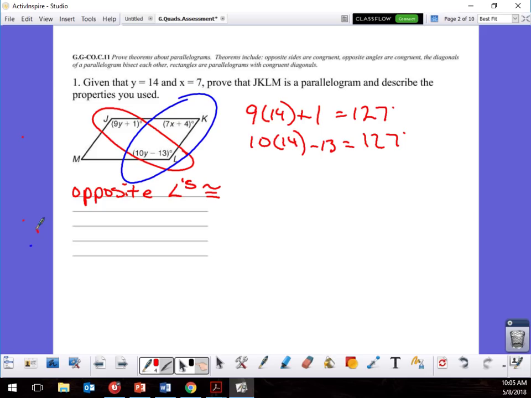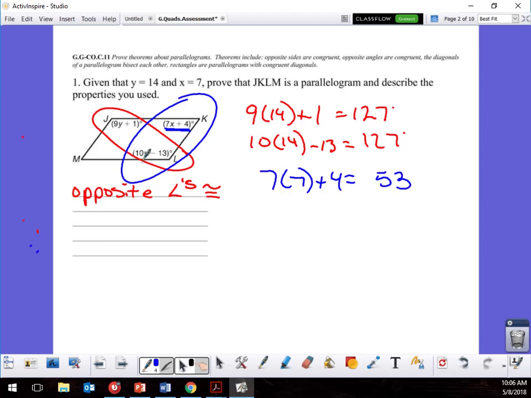Okay, so the next one, let's go with the blue. So consecutive angles do what? Add up to 180, very good. So I know that this one right here, so x is supposed to be 7. So that's going to be 7 times 7 plus 4, which gives me 53.